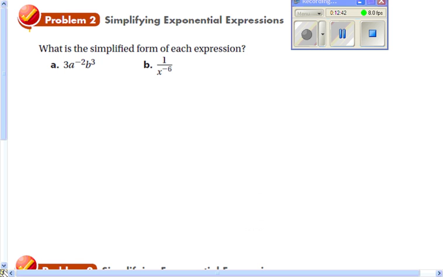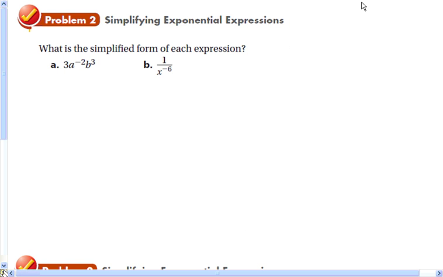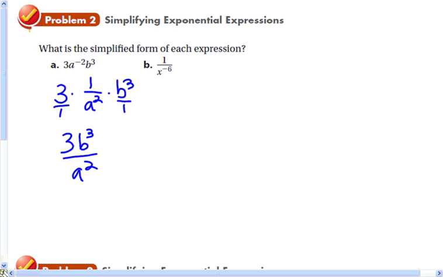So go ahead and try a couple problems here and check back on your answers. All right, we can use the same idea with variables. So we're going to just write this, think of this as 3 times 1 over a to the second. Remember, a negative exponent can be dealt with by making it into a fraction with the numerator 1 and the denominator of that number with a positive exponent. And then times b to the third. If we want to multiply this out, we would get 3 times 1 times b to the third is 3b to the third, and then the denominator is 1 times a to the second times 1.